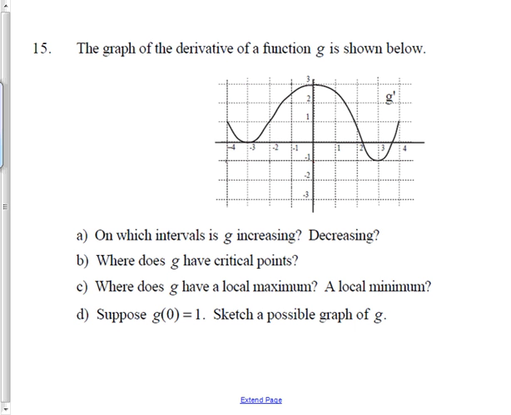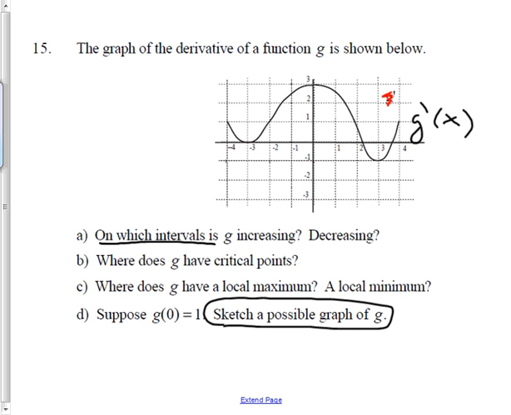Now, just to make things a little bit even more tricky, we're going to take a function, g prime of x, and we want to get a picture of the actual function. So we have g prime of x, and what we're going to eventually want to do is sketch a possible graph of g of x. So first, let's answer these questions.